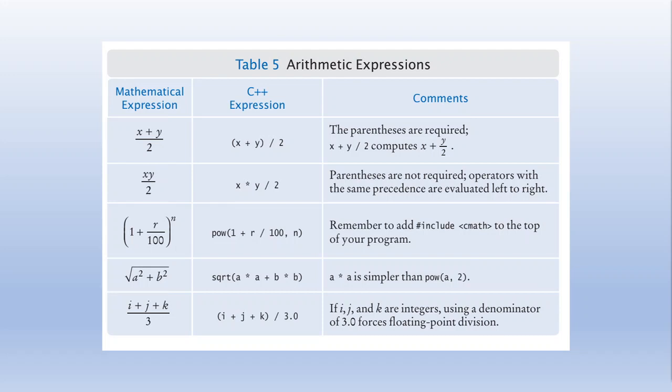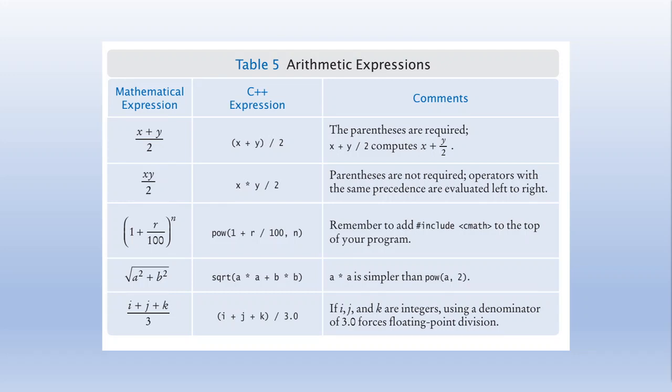C++ supports the same four basic arithmetic operations as a calculator: addition, subtraction, multiplication, and division. But it uses different symbols for multiplication and division. You must use the asterisk or star to denote multiplication, and similarly, division is always indicated with a forward slash, not by a division symbol or a fraction bar.